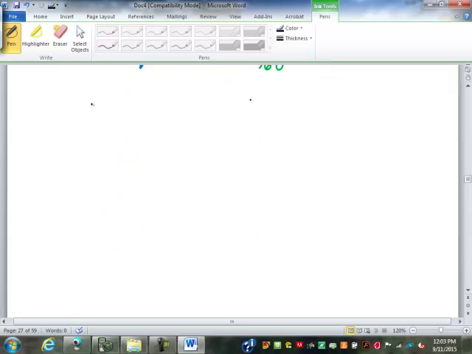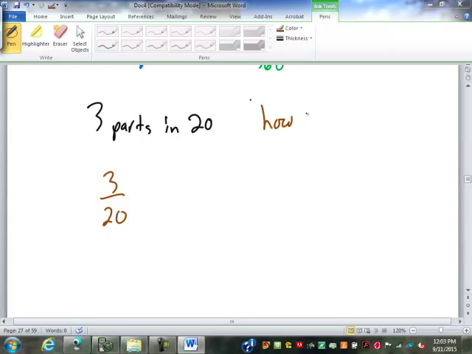Let's say a medication is to be mixed 3 parts in 20. 3 parts in 20 parts. That's a ratio of 3 in 20. I want to know, there's going to be 3 parts serum and 20 parts of sterile water, initial solution. How much sterile water, NS, for 60 milliliters of serum, of our medication?